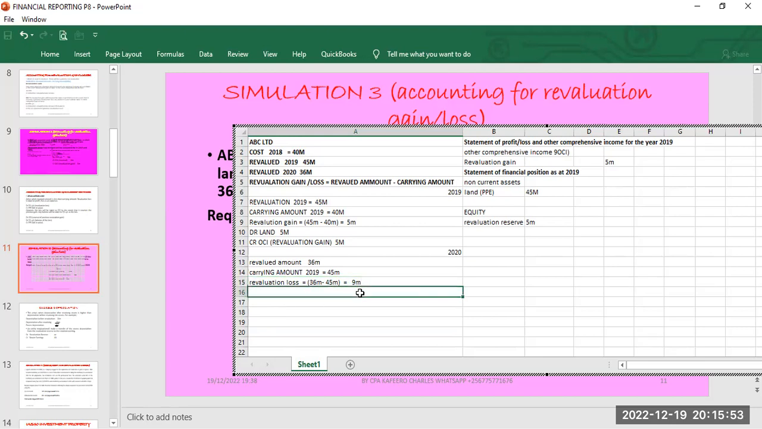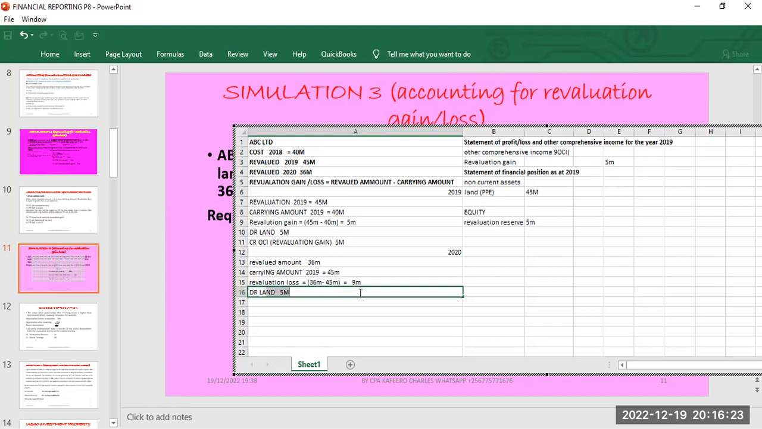And as for this 9 million, what we said here is that this figure is going to be reversing the previous gain we had. We can't recognize the whole 9 million loss and take it. We first reduce the 5 million, which was the gain that we had last year, and we take the balance. So what that means is we are going to be debiting our land.